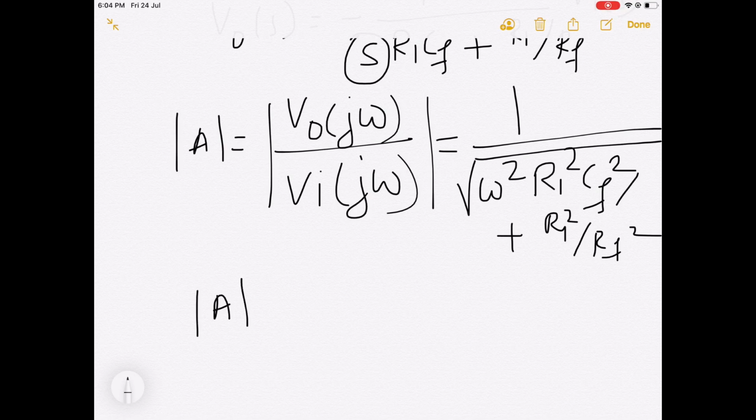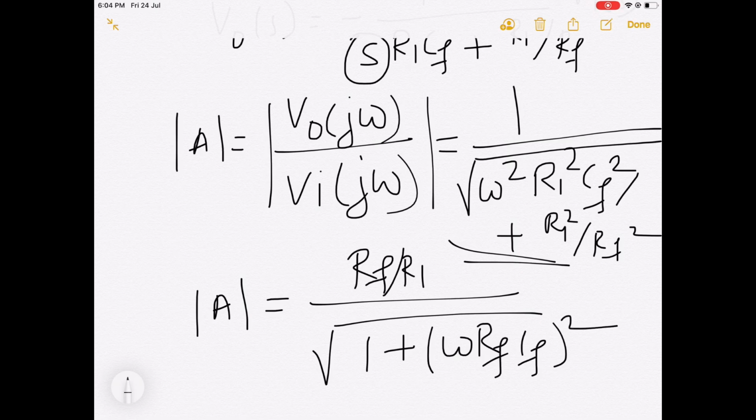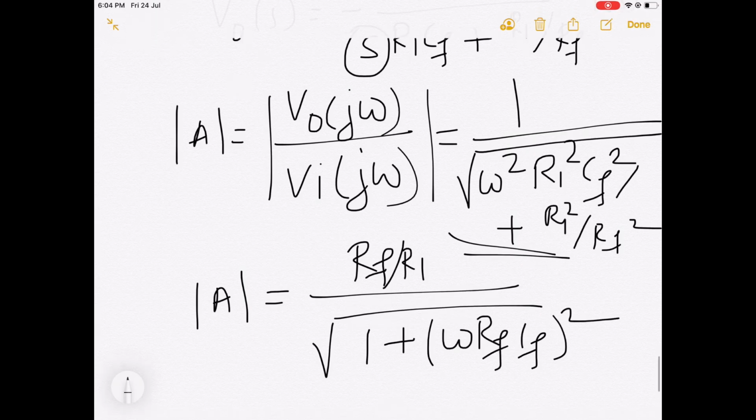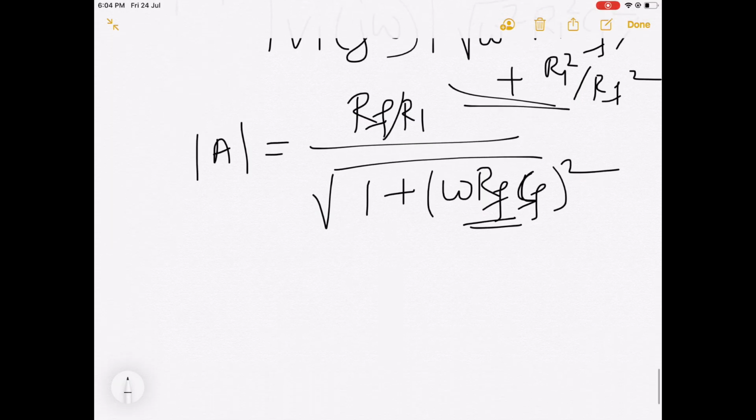So the magnitude of gain is equal to RF by R1. After solving this equation, RF by R1 upon root of 1 plus omega RF CF bracket square. Okay. So when RF is very large, the lossy integrator will approximately become an ideal integrator. Okay. This is CF. So when RF is very large, this integrator will act as an ideal integrator. So at low frequencies, the low level frequency to be FA.